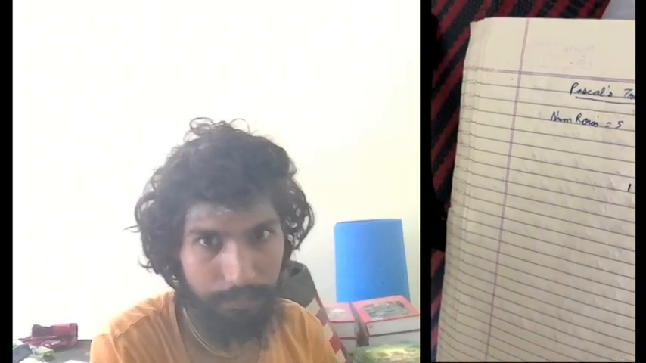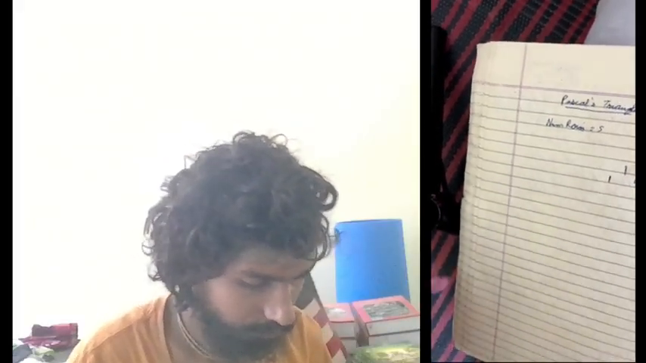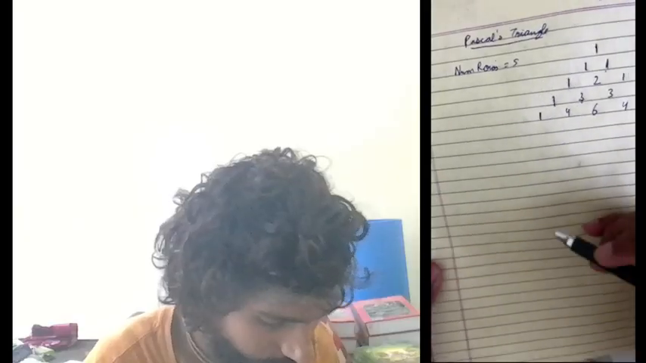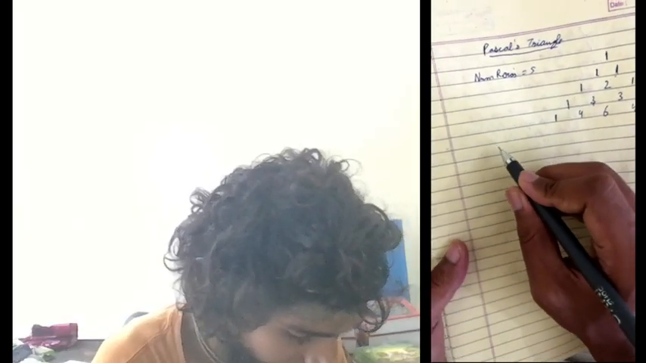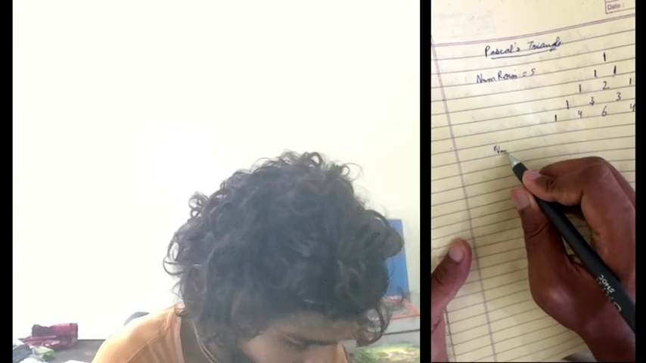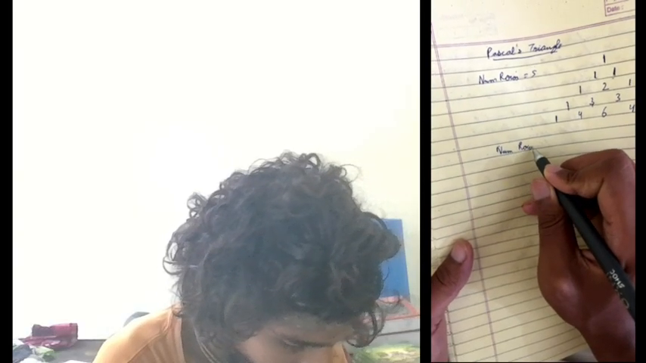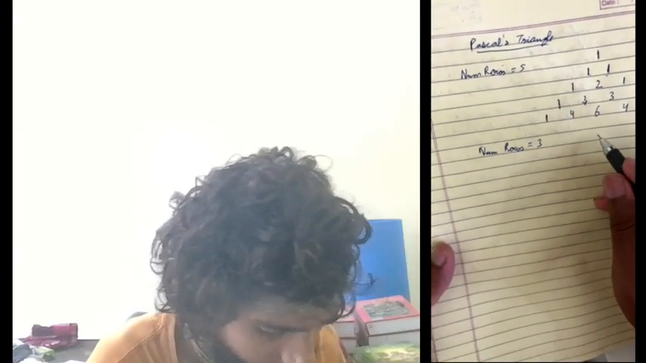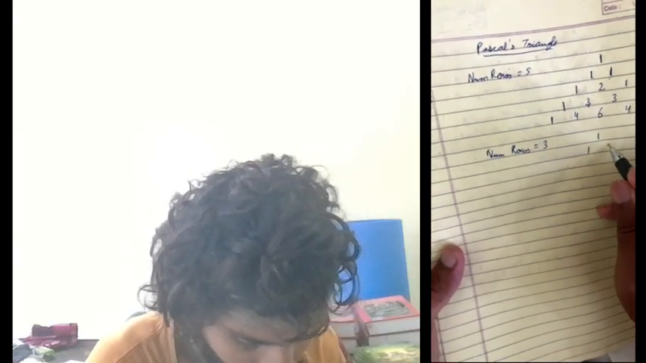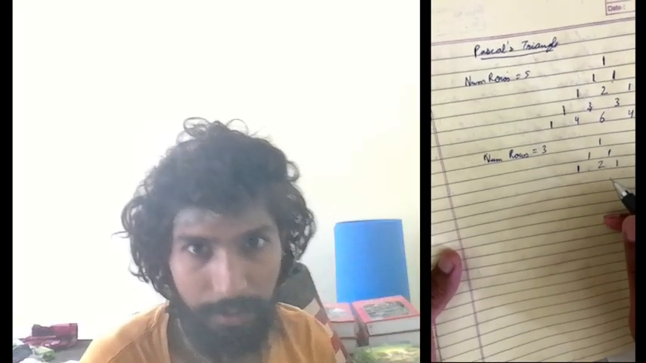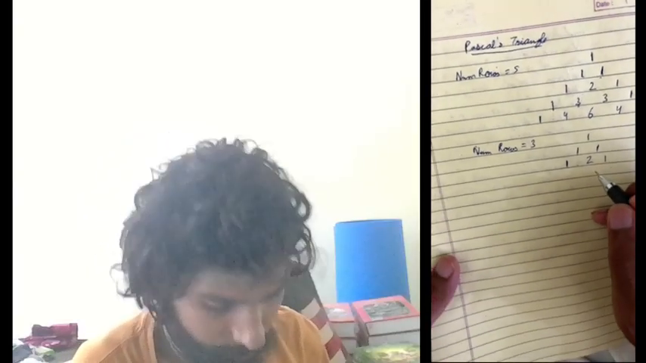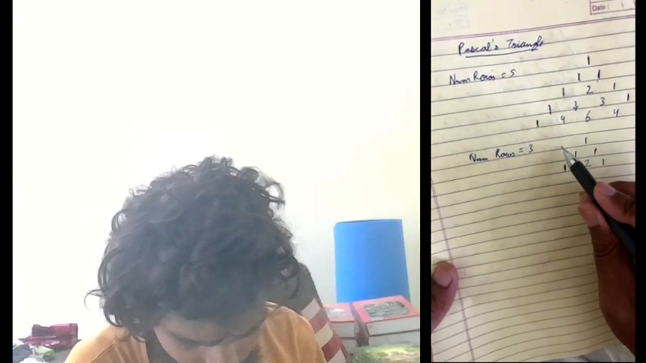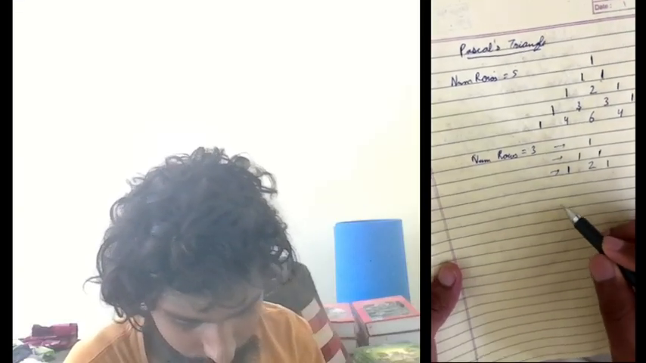Now let's say our numRows is equal to 3. Then the triangle will become 1, then 1 1, then 1 2 1. So this is the first row, second row, and third row.